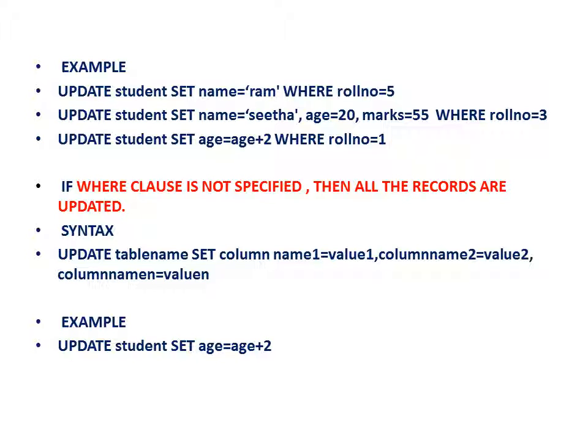In this second example, modify name equal Sita, age equal 20 and marks equal 55, where the roll number equal 3. In the last example, the age is incremented by 2, where roll number equal 1. In this example, where clause is not specified, so all the students' ages are incremented by 2.